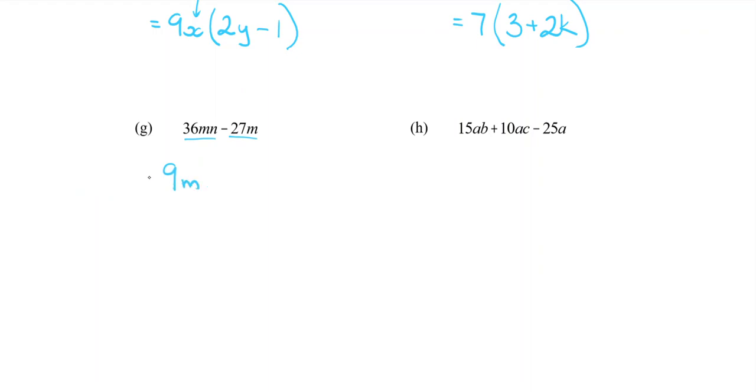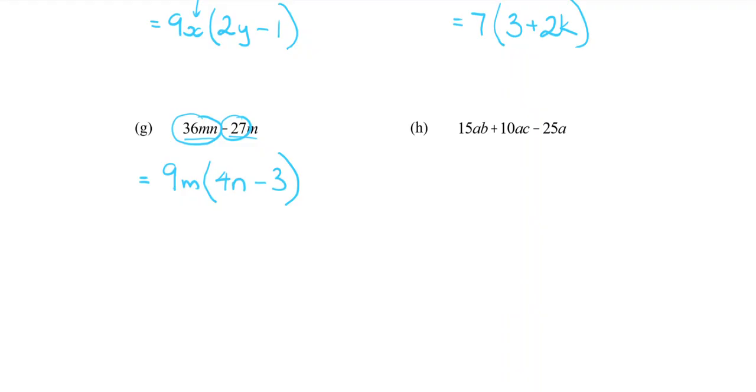Then open up brackets, and we do 36 divided by 9 is 4. The m comes out the front, which means the n will go inside. Then minus 27 divided by 9 is 3. The m goes out the front, so there's no letters inside with that 3. We just close the bracket off.